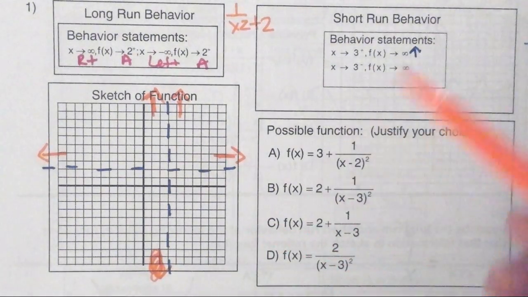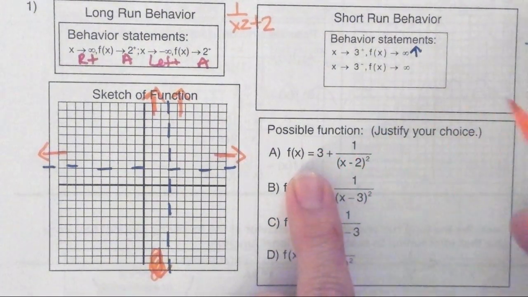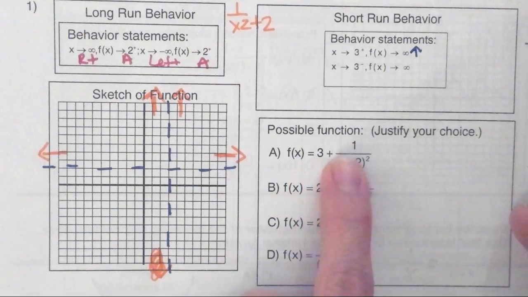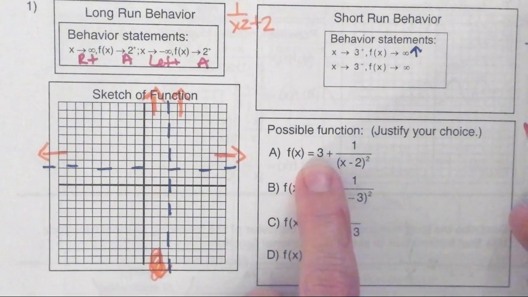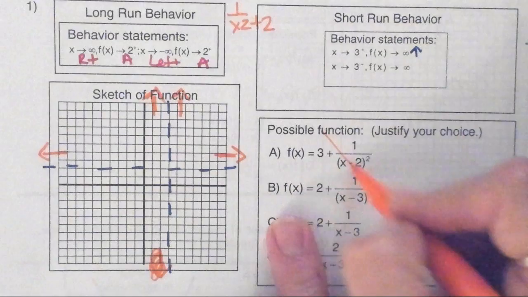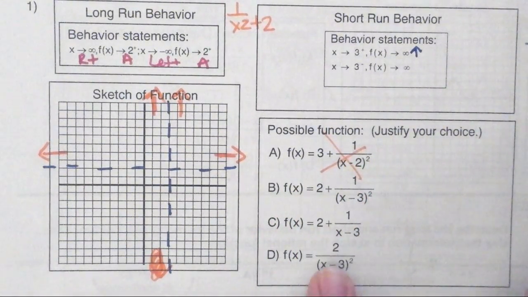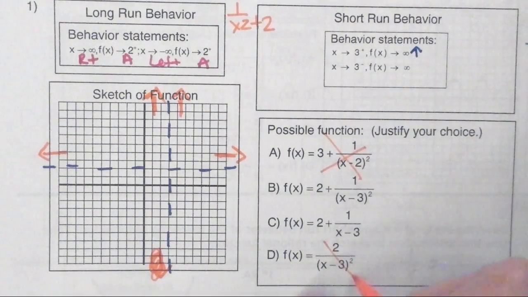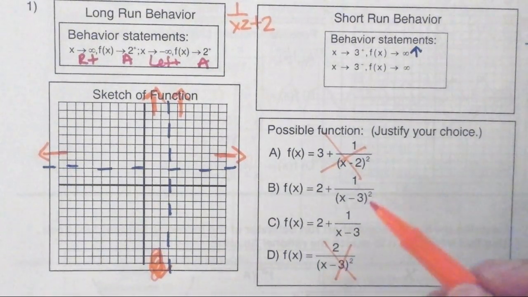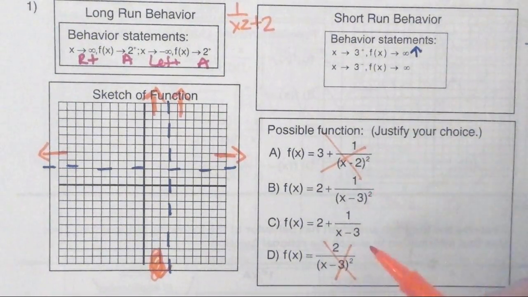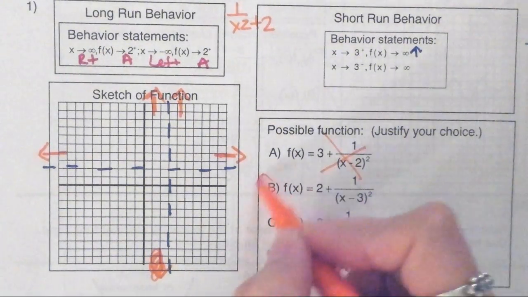Okay, so I'm going to go look at this first answer choice right here, A. It says I'm going to have a horizontal asymptote where? At 3. That's not it. B says I'm going to have one at 2. C says I'm going to have one at 2. And D says I don't have one. What's the difference between B and C? The squared one. Which one do I want? Squared.